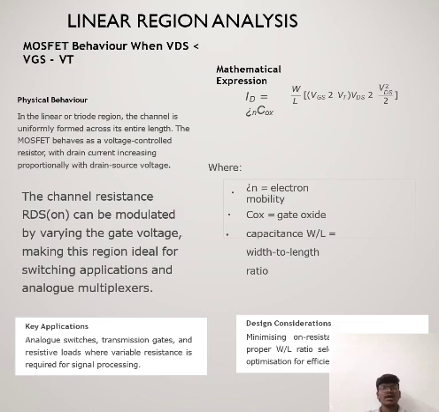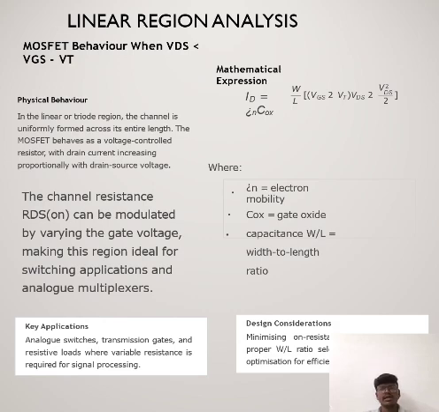Linear region analysis. MOSFET behavior when VDS is less than VGS minus VT. Physical behavior in the linear or triode region: the channel is uniformly formed across its entire length. The MOSFET behaves as a voltage-controlled resistor, with the drain current increasing proportionally with drain source voltage. The channel resistance RDS(on) can be modulated by varying the gate voltage, making this region ideal for switching applications and analog multiplexers.